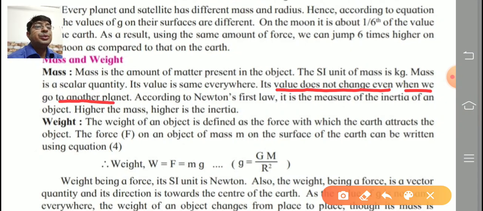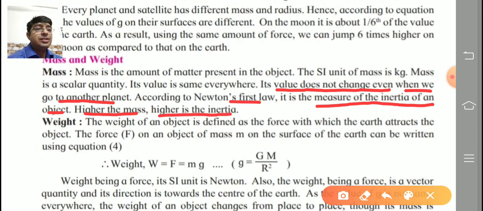According to Newton's first law, mass is the measure of the inertia of an object. Underline the last sentence: higher the mass, higher is the inertia, that we learn in standard 9 in Newton's first law.